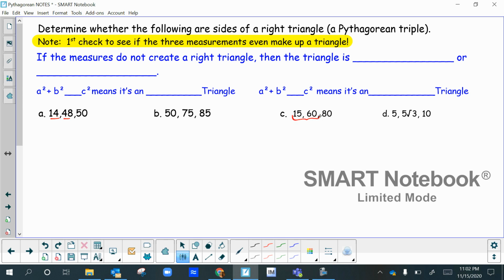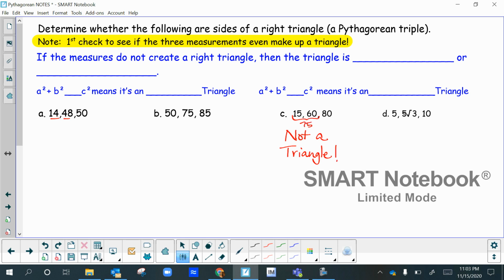So these are our two smallest sides. That adds up to 75. Is 75 bigger than 80? So instead of wasting time and using the Pythagorean theorem, we're just going to go ahead and write that this is not a triangle. Okay?